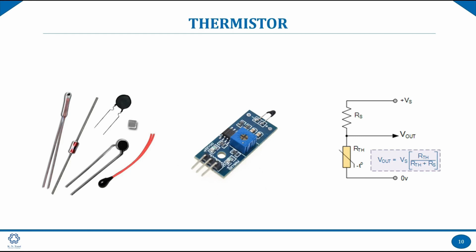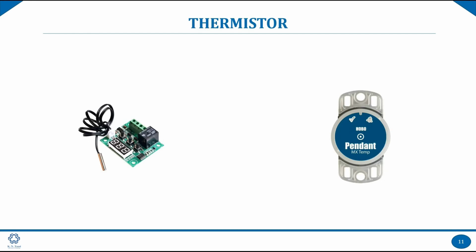Based on your usage, you can choose one of them. As you can see on the right side, by changing the resistance at the interface, the voltage would be changed and you can measure the temperature. For measuring temperature, you can use a wireless type or wire type of sensor.